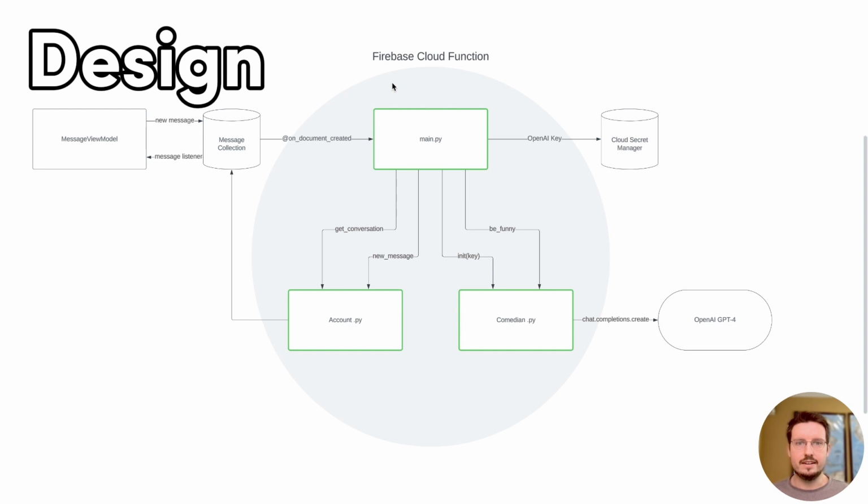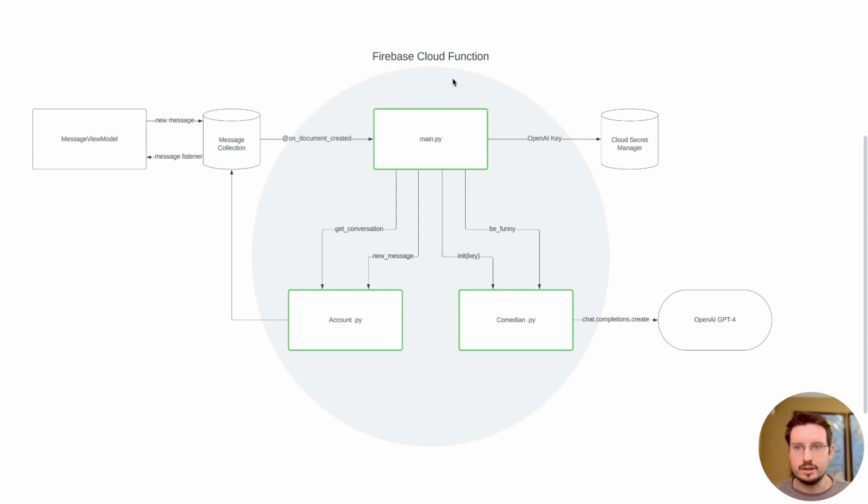Let's go over the design needed to make our chat app funny. Everything that we're going to be doing today will be within a Firebase Cloud Function. But first, let's talk about what's outside of this Cloud Function that we are going to be connecting to. First, we have the message view model that we created in the past tutorial. This message view model sends new messages and receives messages using a listener from the message collection.